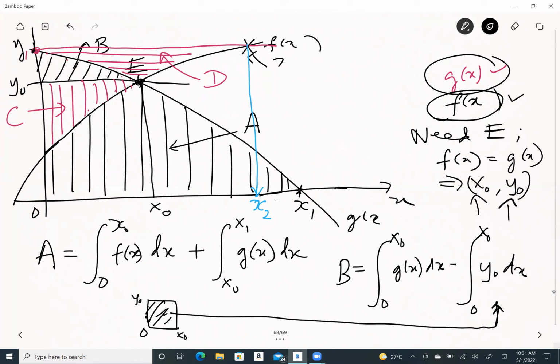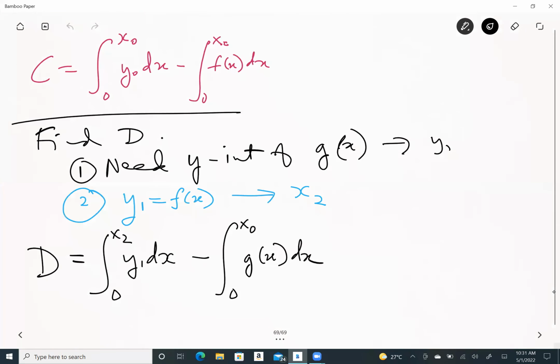The other side is not g anymore. It's another function. So what is the second part? The second part is the integral from where to where? From x0 to x2, not x0 to x1, because we are talking about that endpoint. From x0 to x2, the integral of f of x. Then you have to take out another part, the area from x0 to x1 of f of x dx. Then we get area D.